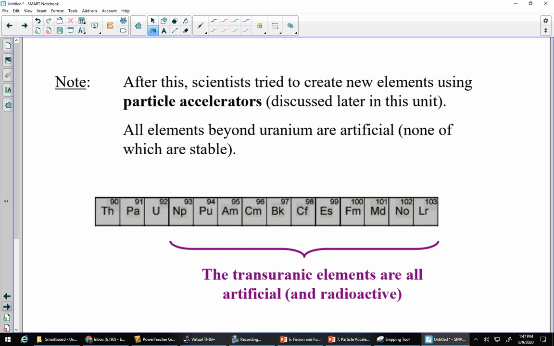So after this, people started to use particle accelerators, which there's a whole lesson on coming up fairly quick here.